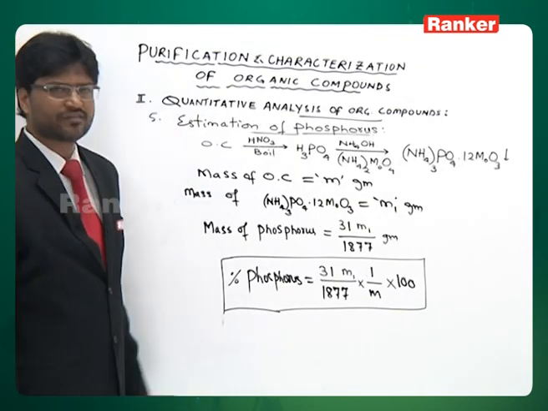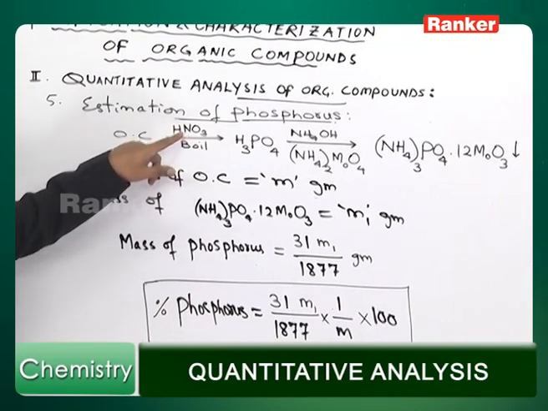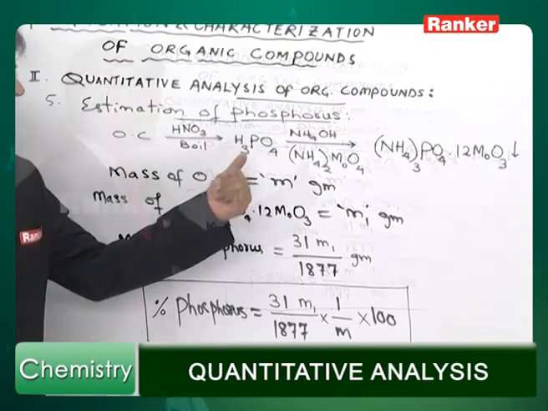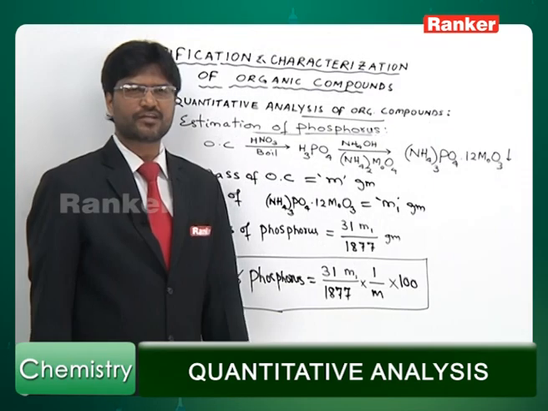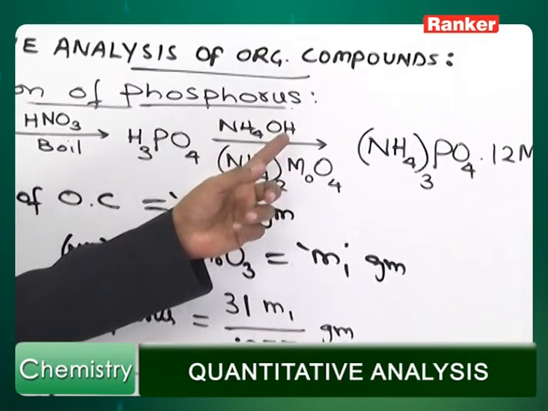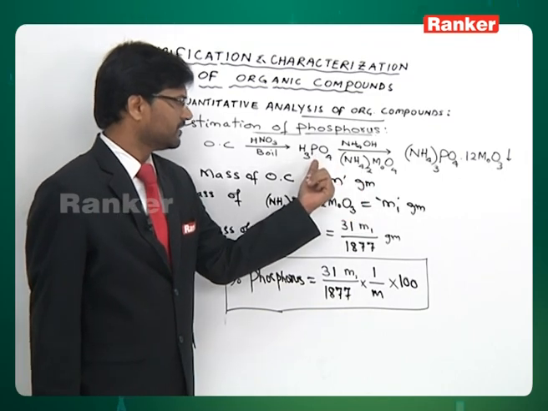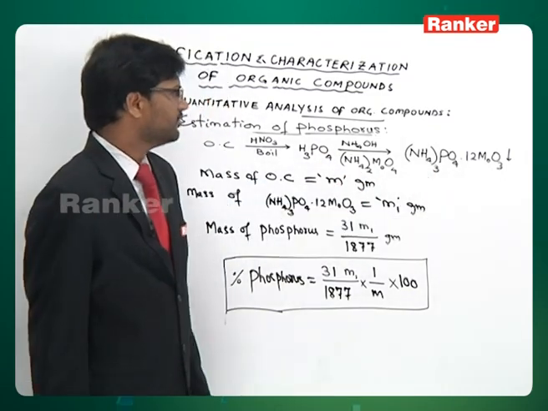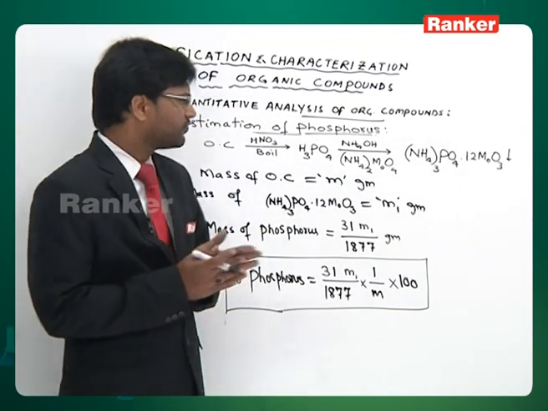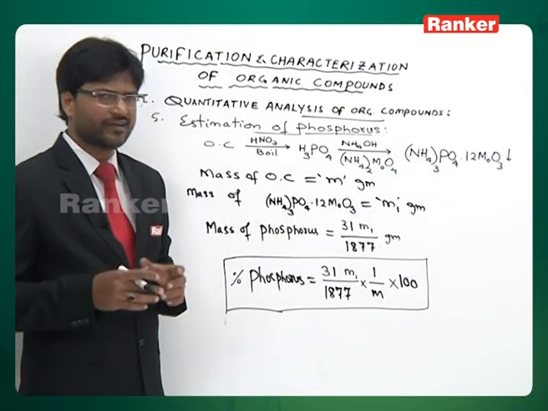The last one, estimation of phosphorus. Here, organic compound is boiled with fuming nitric acid, when all the phosphorus present in the organic compound changes to phosphoric acid. Then you add ammonia solution and ammonium molybdate mixture to this, when all this will get precipitated as ammonium phosphomolybdate. This you are already aware of, ammonium phosphomolybdate. Now, this is filtered and then dried and weighed.